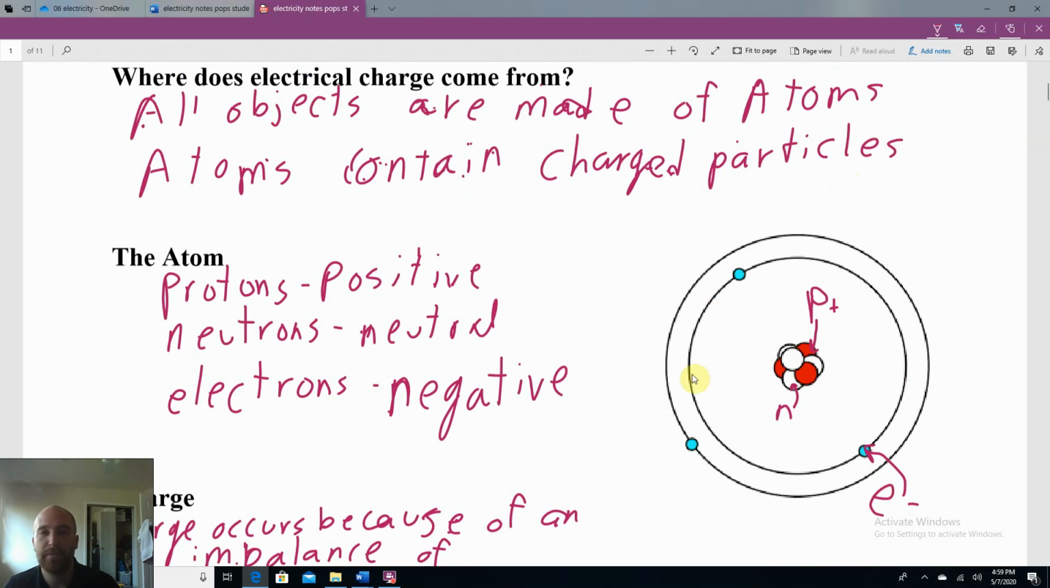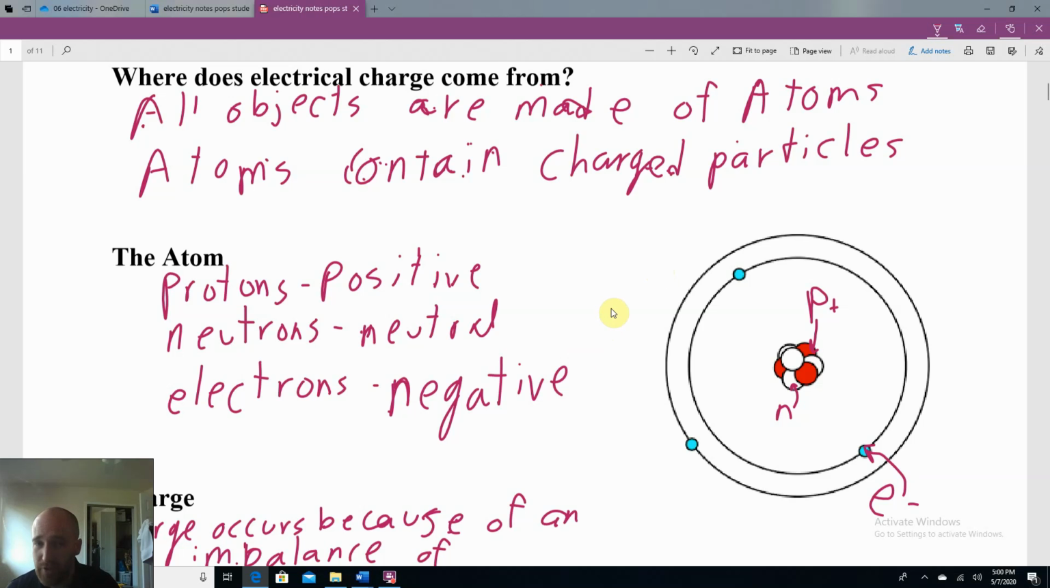So that's an atom. A lot of atoms are electrically neutral. When an object is neutral, it has a balance of protons and electrons. Like 4 protons, 4 electrons. They cancel out. Plus 4 minus 4 gives you a total charge of 0.